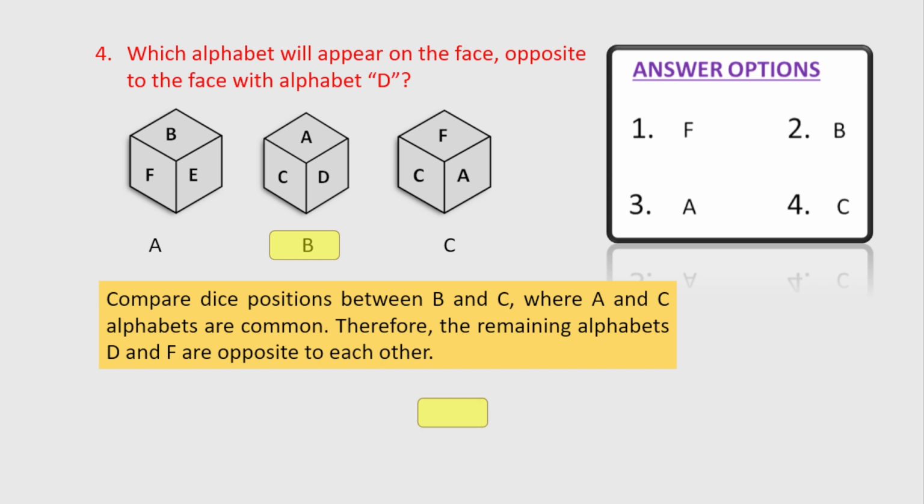Compare dice positions between B and C, where the A and C alphabets are common. Therefore, the remaining alphabets, D and F, are opposite to each other.